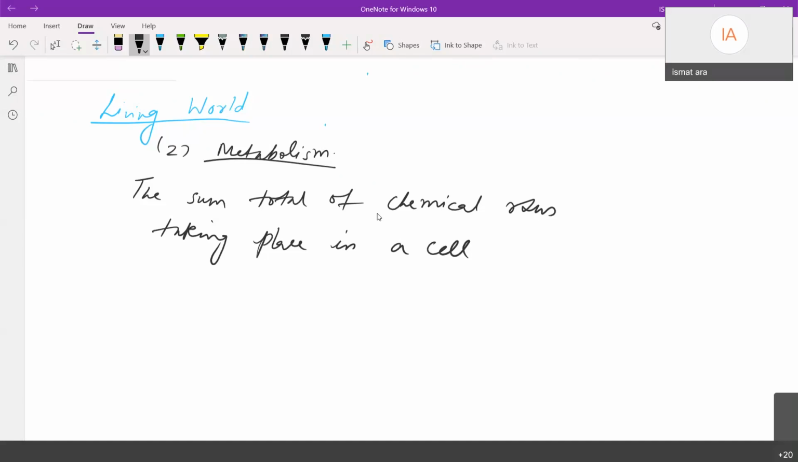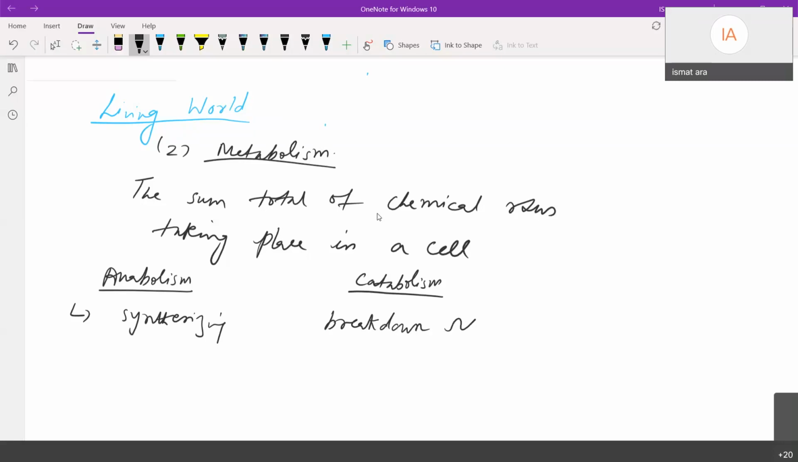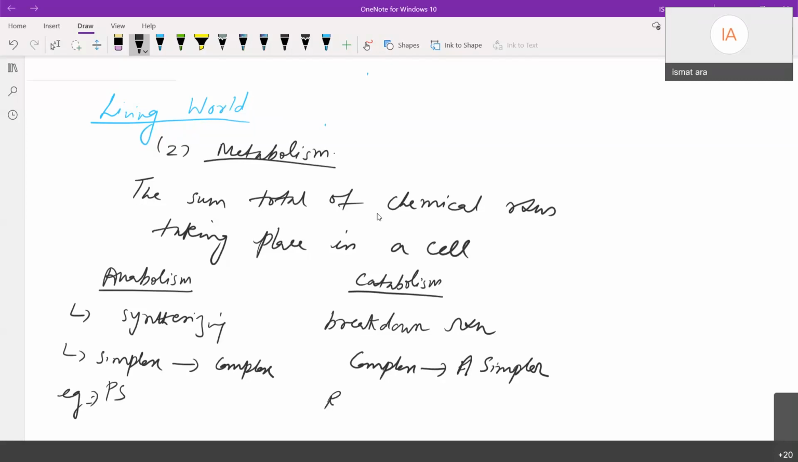In metabolism, we get two terms. One is anabolism, the other is catabolism. Anabolism means synthesizing, and catabolism means breakdown reactions. In anabolism, simpler substances are transformed to form complex substances. And in catabolism, complex substances form simpler substances. We can give one example here: photosynthesis is anabolism, and in catabolism, it is respiration.